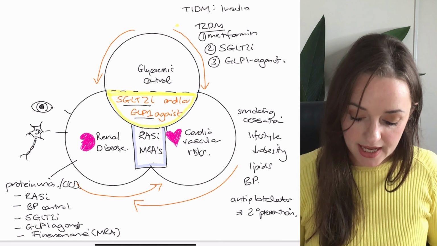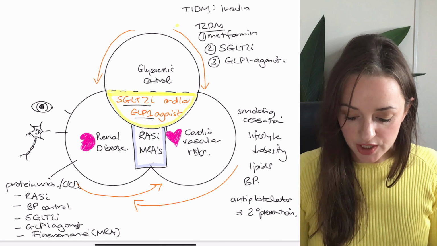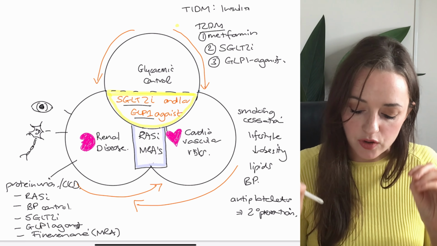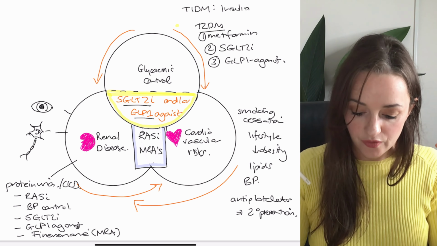But basically, that's kind of the diagram that you need in your head before you embark on all the trials and everything. That's going to give you your coat hangers for all of the above.